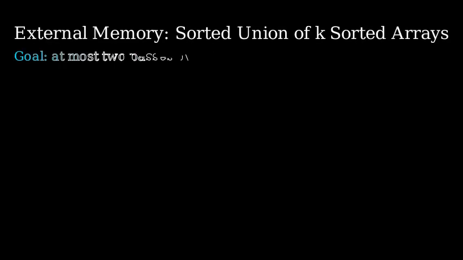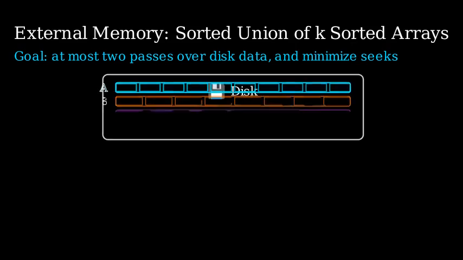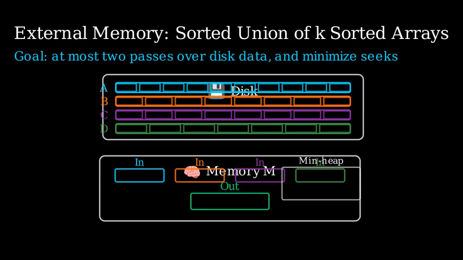Given k sorted arrays of total length n stored on disk, output the sorted union with at most 2 passes. Minimize input-output seeks. We use the external memory model. Data live on disk, read in blocks of size B, memory has size M. Seeks are expensive, sequential scans are cheap.